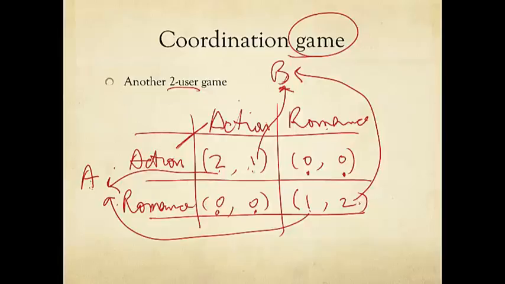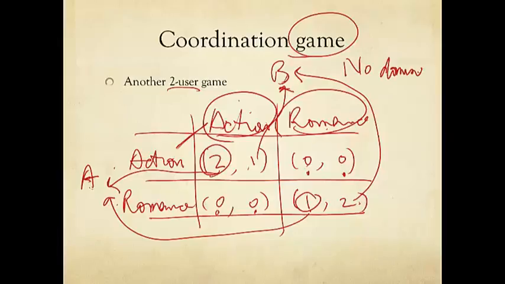Let's understand the behavior here. Now clearly there are best response strategies. For A, if B chooses action, then the best response is action, because 2 is bigger than 0. But if B chooses romance, then A's best response strategy is romance, because 1 is bigger than 0. So now you see that there is no dominant strategy, because the best response strategies for different B's choices will be different. Similarly, B does not have a dominant strategy either.